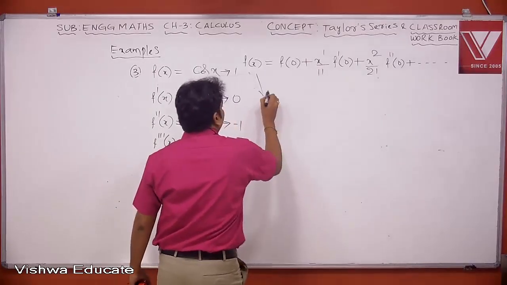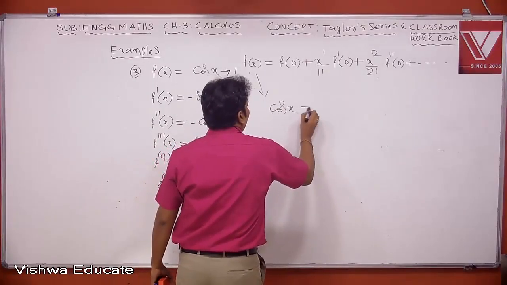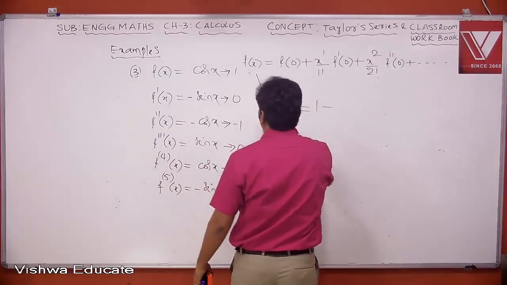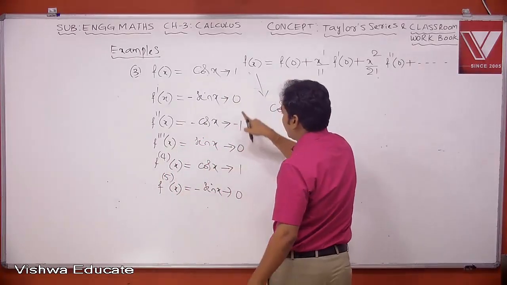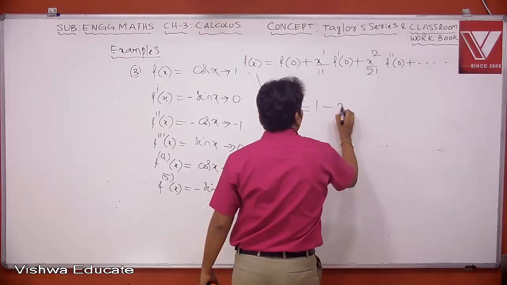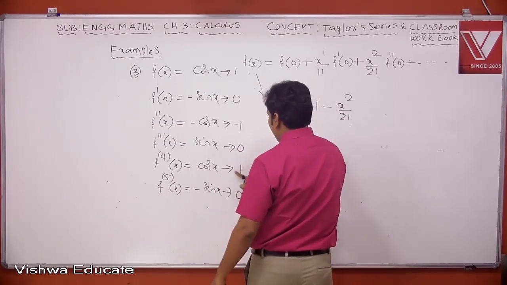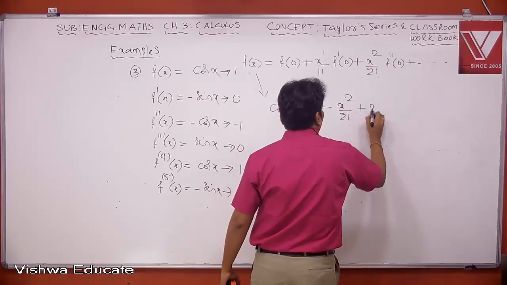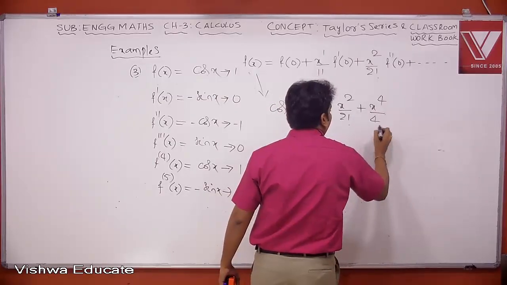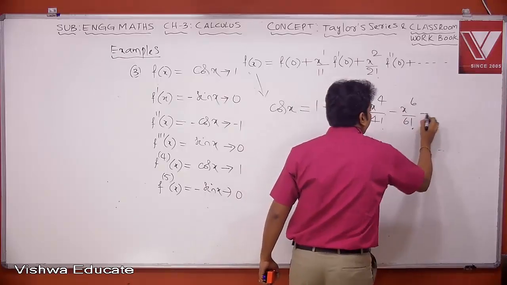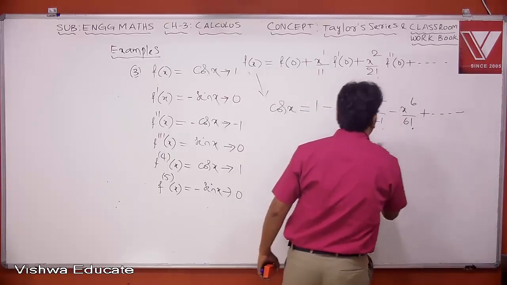So here what is f of x? This is cos x equal to f of 0. Cos 0 is 1. The first derivative is 0, but the second derivative brings a minus sign, so minus x square by 2 factorial. The fourth derivative will come with a plus sign. So cos x equals 1 minus x square by 2 factorial plus x power 4 by 4 factorial minus x power 6 by 6 factorial plus and so on.